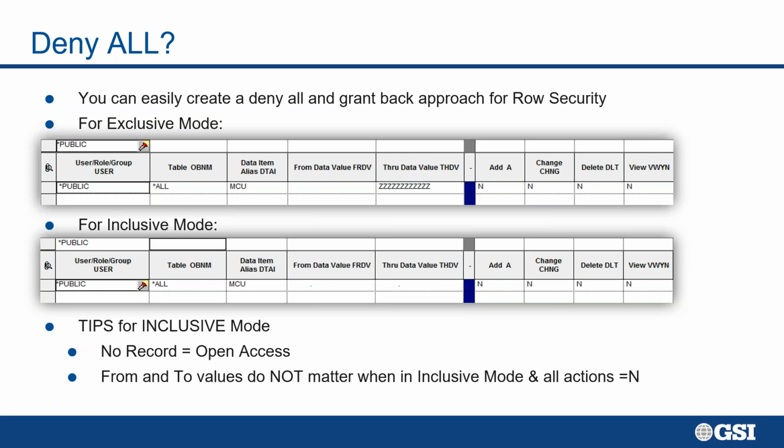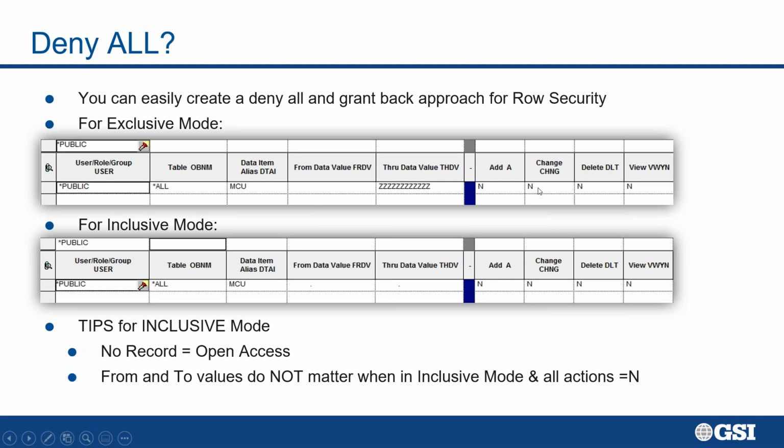You lock it down as star public, and I have each mode here with the record you would need for exclusive versus inclusive. Exclusive, to lock down as star public, means you don't need anything in the from data. You're going to use star all MCU because, again, star public star all, any table that uses MCU, we want to deny access to it.